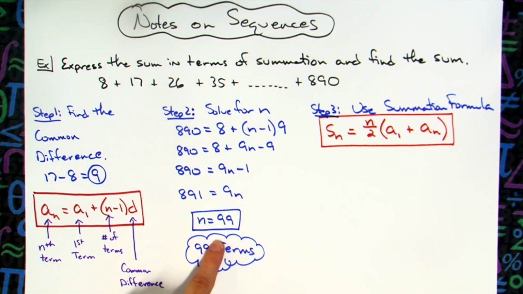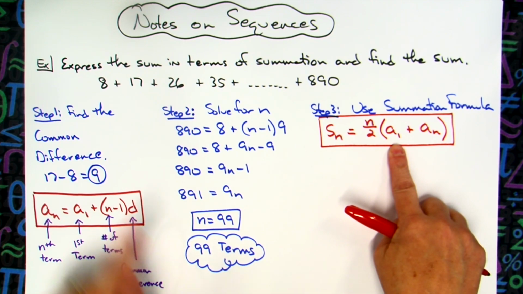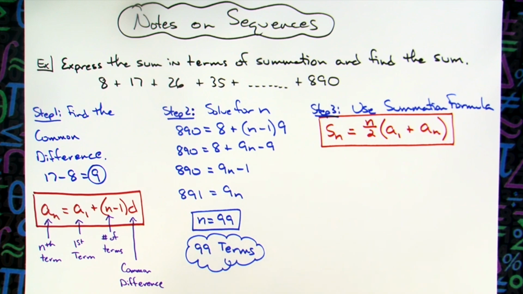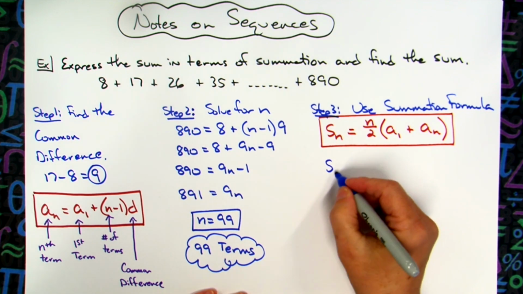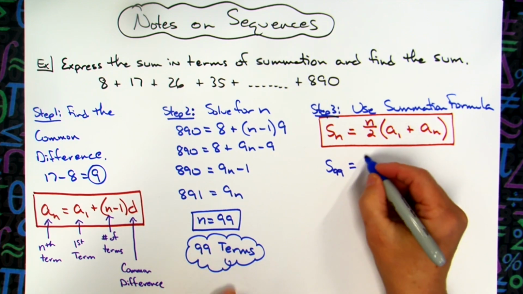We've solved for n, so we know n. A sub 1, the first term, we know. A sub n, the last term, we know. So it's a matter of just plugging in and seeing what happens. If we plug everything in, I want my sum, so S, the sum of 99 terms, because this is 99 terms. So n is 99.